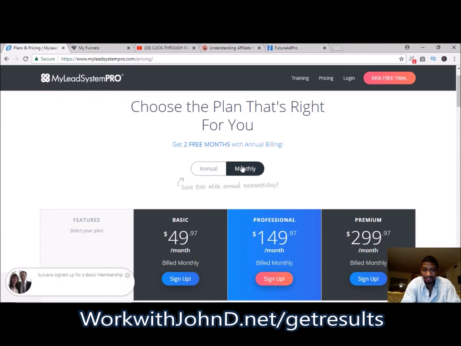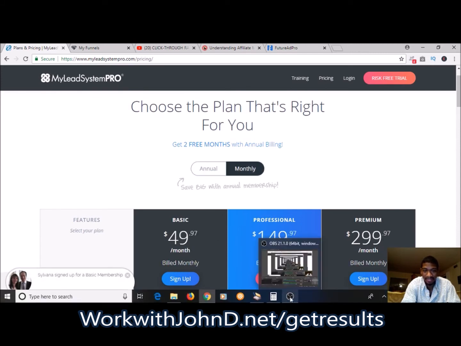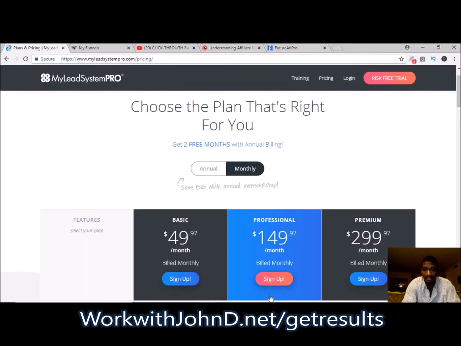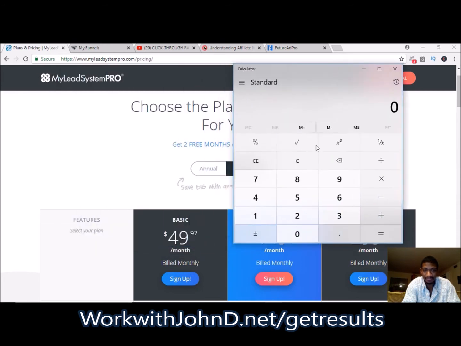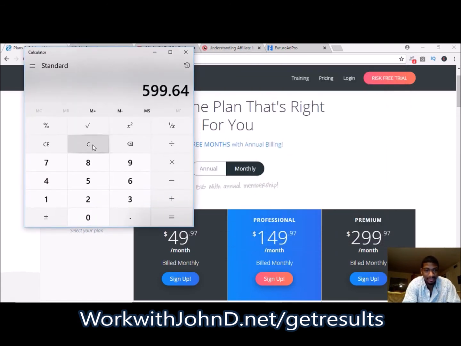Now, the monthly plan, as you see, the basic is $49.97. So let's look at what that cost is now. $49.97 times 12. So that's $599.64, and I think the annual plan came out to like $504 or something like that. All right, so the month-to-month plan for the professional times 12 is $1,793, and I think that was $1,500.